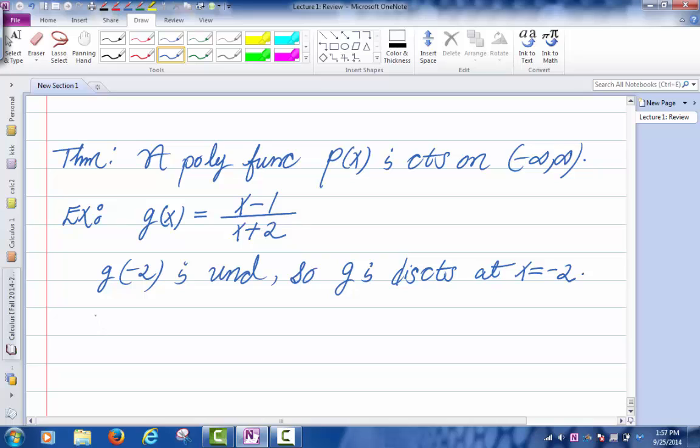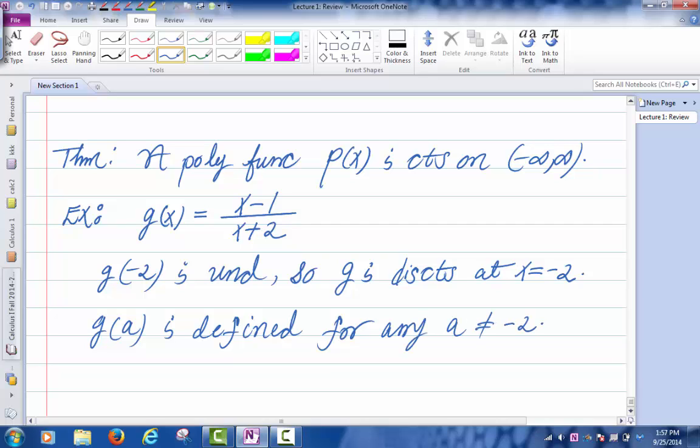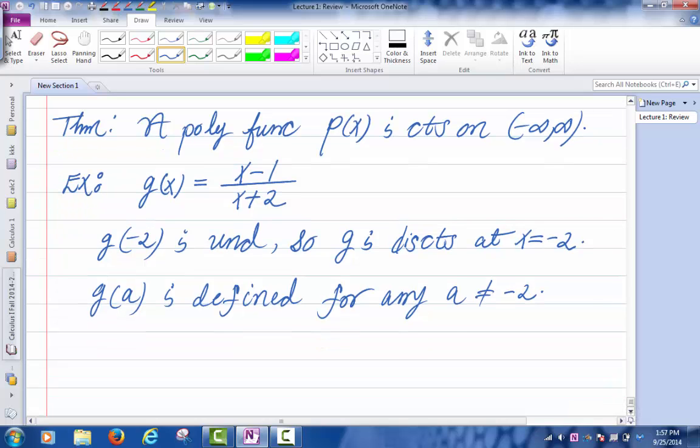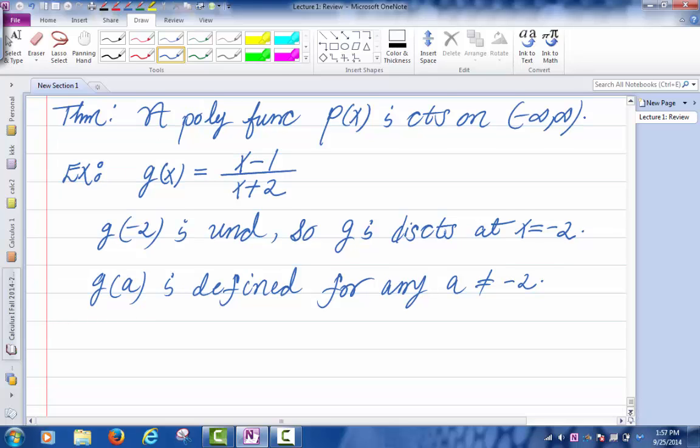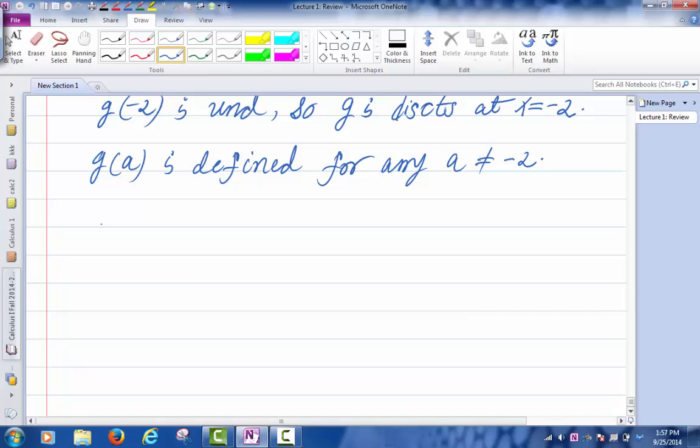But is it continuous at any other point? Well, let's see. g of a is defined for any a not equal to negative 2, right? If a is not negative 2, it's defined. That is, any other real number is in the domain of the function g. And let's look at the limit of the function g as x goes to a.